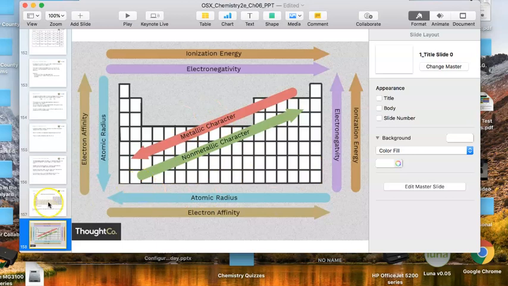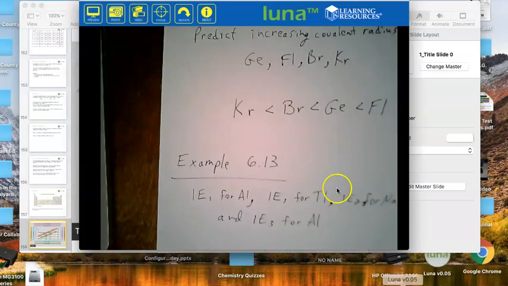So anyways, sketch out these trends. I do have a couple examples for you. Let's see here. Very quickly.